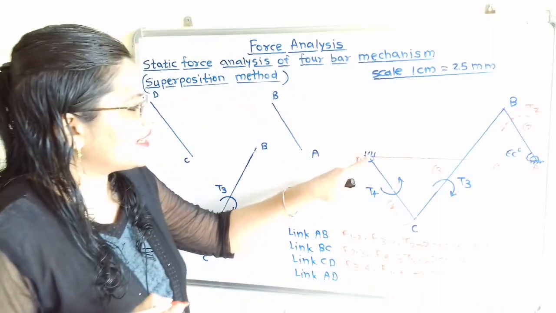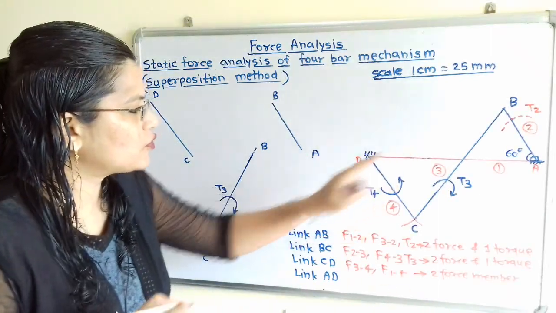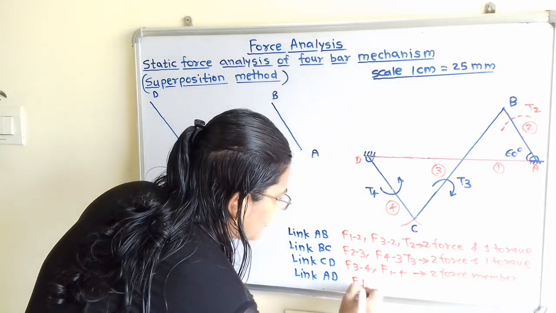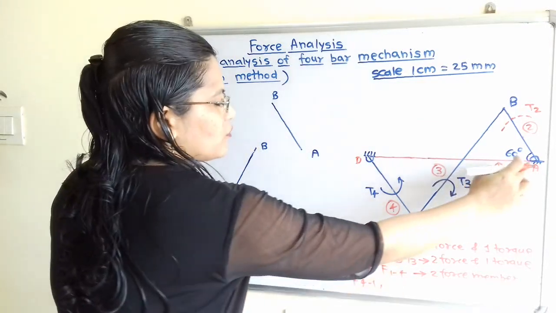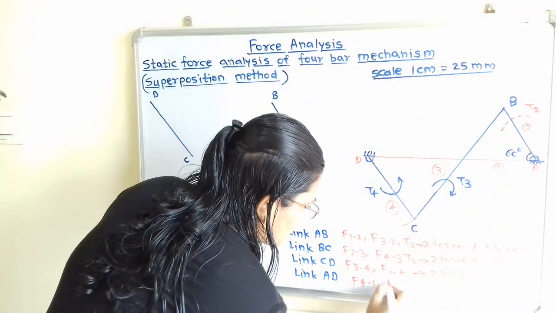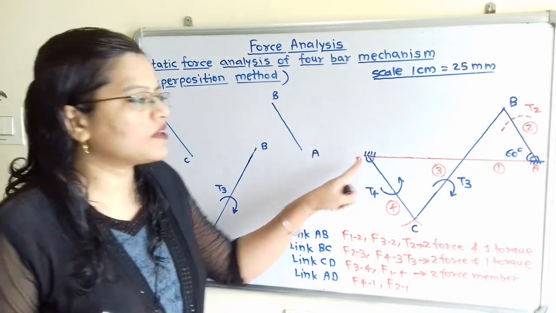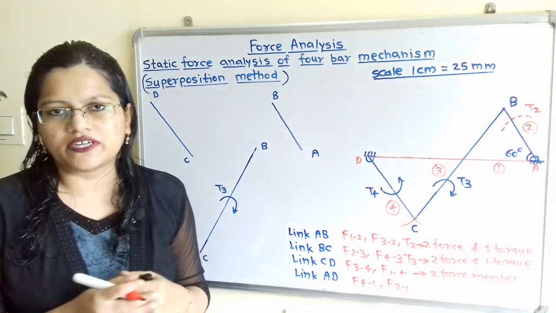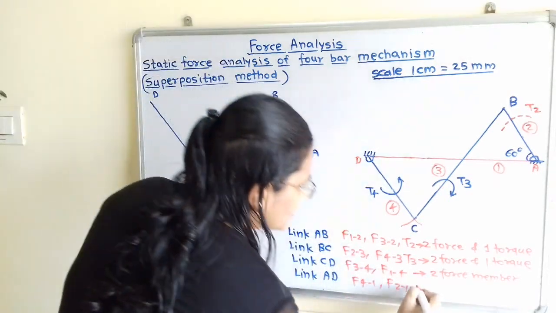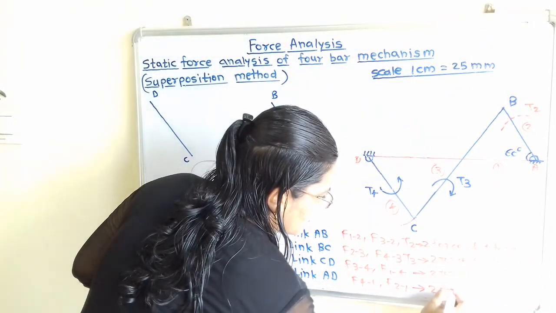Then for link AD, through this point D, F of 4 to 1, that is force is applied. And then through this point A, F of 2 to 1. But this is the fixed link, so we are not going to consider this link in the free body diagram. So we will consider this as a 2 force member.